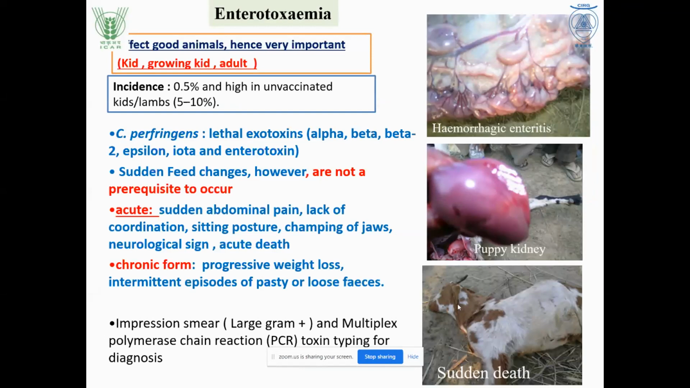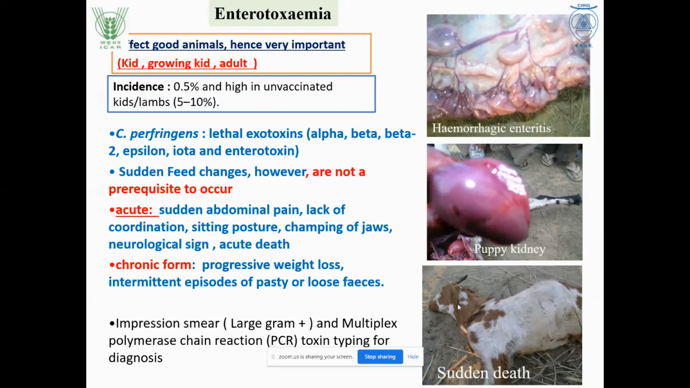Enterotoxemia in the younger age of life is also a problem of mortality, in young animals of 3 months and 4 months of age. So sometimes it becomes a problem in younger animals, as you have been experiencing with enterotoxemia from Clostridium perfringens. It is a very important disease involving young animals and is associated with sudden feed change, but this is not a prerequisite. This enterotoxemia is important because it affects good animals. Hence, it is very important.